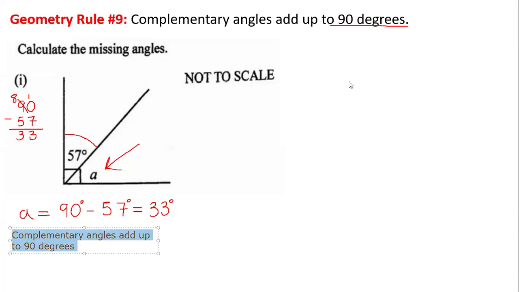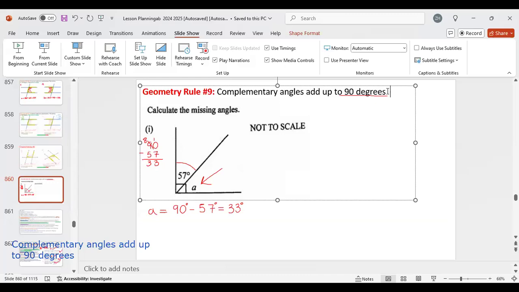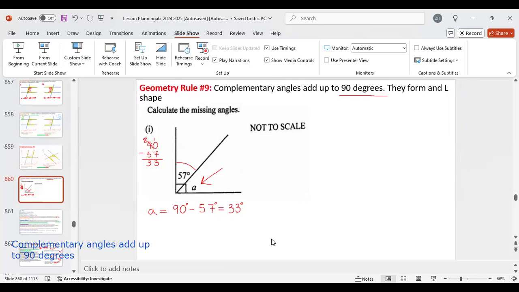So, Mr. Petit, would this one say that they form what? They form an L. I should say that they do form an L, and I should thank you for that. They form an L shape. I was thinking the same thing. Okay, good. I never really taught it like that, but that's true. They do form an L shape.